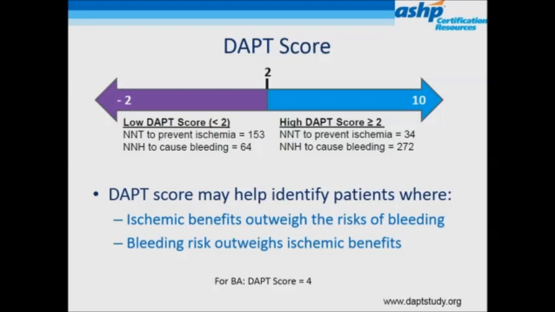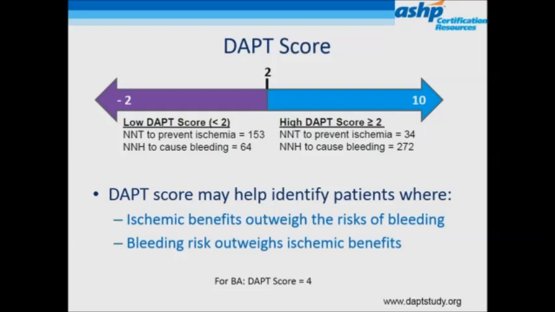2 and higher, there's a benefit to continuing dual antiplatelet therapy versus stopping. You can see that the number needed to treat to prevent any ischemic endpoint is 34. The number needed to harm for major bleeding is 272. That's a pretty favorable risk-benefit ratio. Whereas if your score is less than 2, so 0 or 1, you can see that the number needed to treat to prevent one ischemic event is 153, but the number needed to harm for bleeding is 64, and that's obviously in the opposite direction. That's where the cut point of 2 comes from.